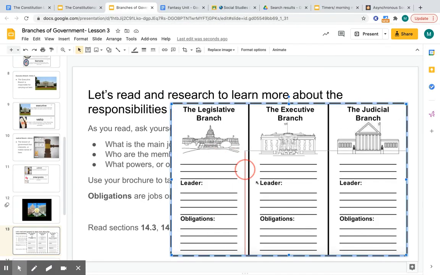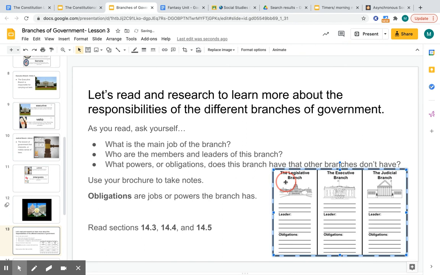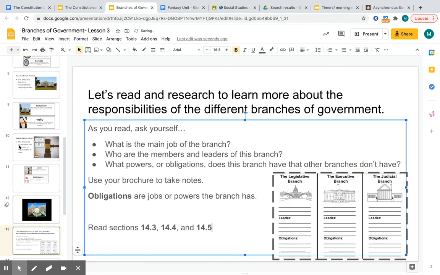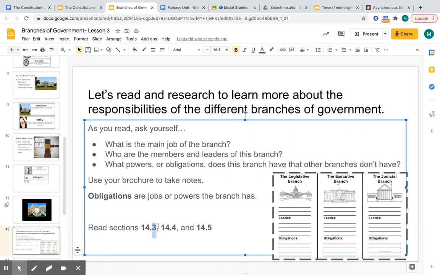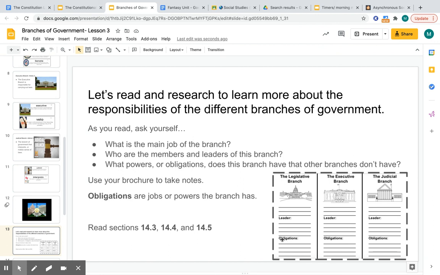All right. So that is your job today, to watch that BrainPOP video and then do the reading in sections 14.3, 14.4, and 14.5, and use those 2 sources, BrainPOP and the textbook, to complete the first 3 parts of your brochure. We will learn more about checks and balances tomorrow, so how we prevent one branch of government from having too much power. All right, good work today, everyone.